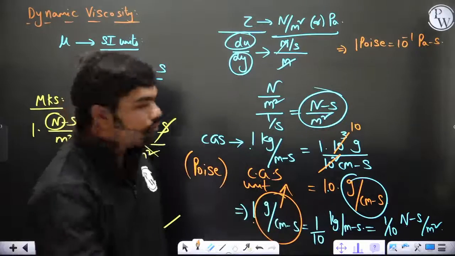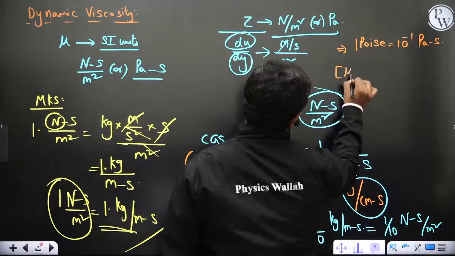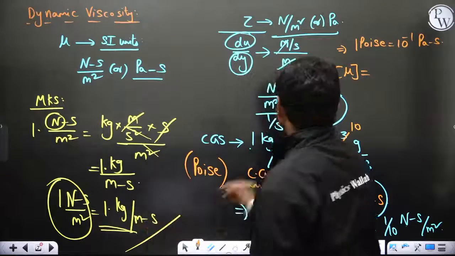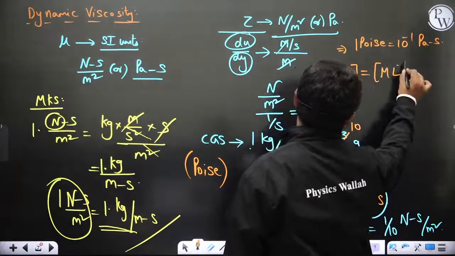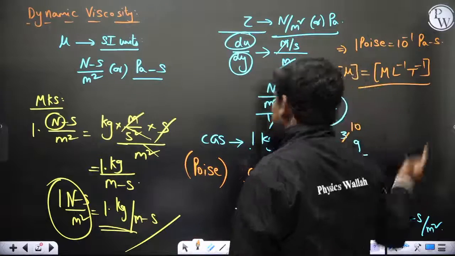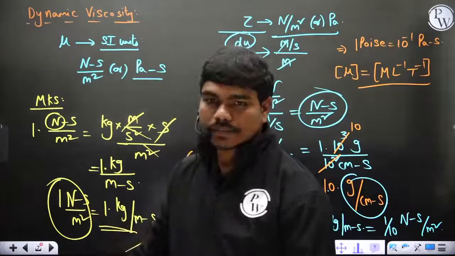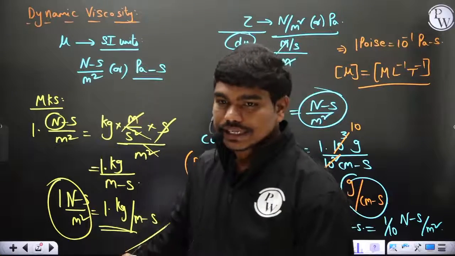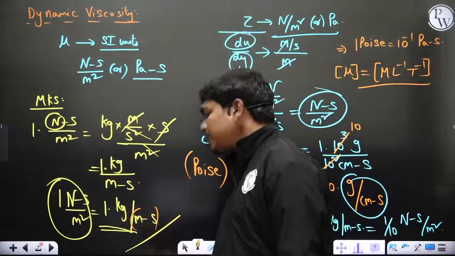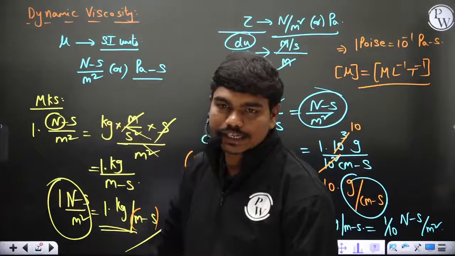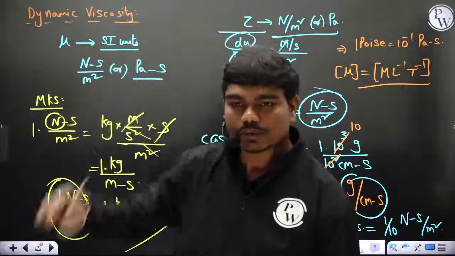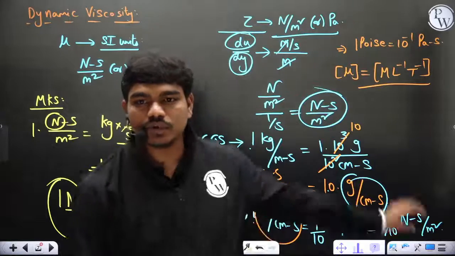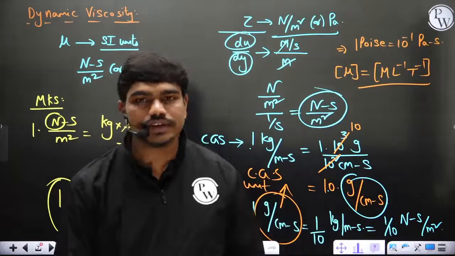And obviously if you check the dimensions, mu is equal to kg per meter second. So mass by length into time, so mass, length inverse, time inverse. That's it, because of this directly. You can see clearly kg per meter second. So obviously meter second is in the denominator, so L and T should have negative powers of 1, kg is in the numerator, so M should have a positive power. That's it. So these are the units of dynamic viscosity. Clear?